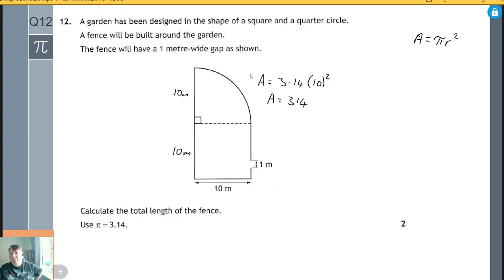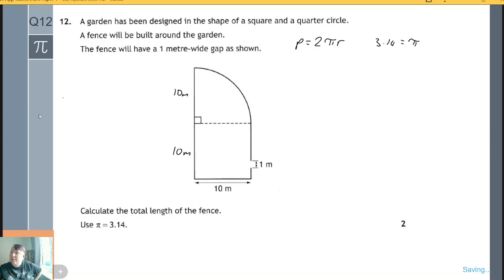Why am I looking at area? We've been asked for perimeter. And this is where they catch me out with these questions. Right. Okay. It happens to everybody at some point. So we're looking at the perimeter. So if you remember the perimeter of a circle, perimeter is 2 pi r. Okay. And we know that we've got 3.14 for pi. And we know that we've got 10 for r. And we're only wanting a quarter of it. So I'm just going to go the full way here.